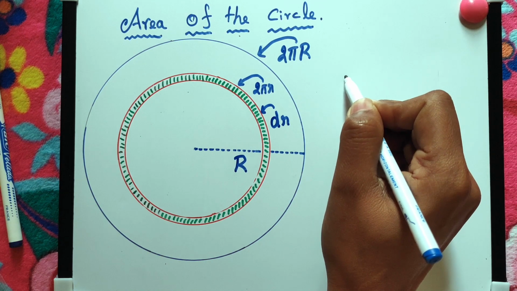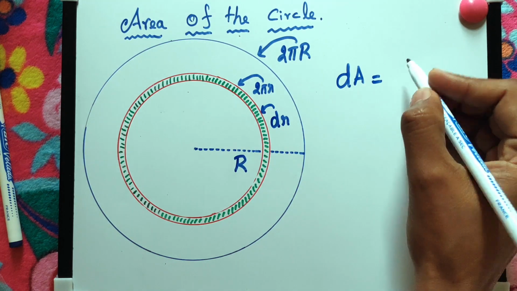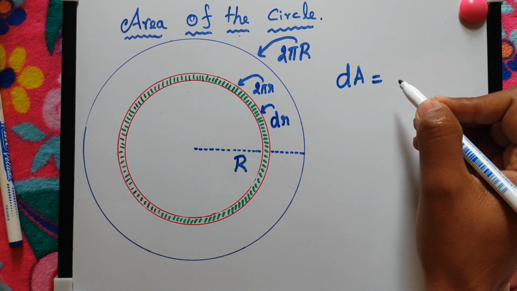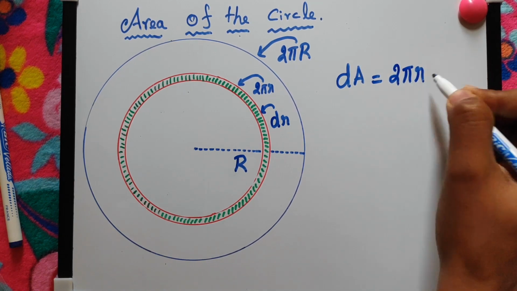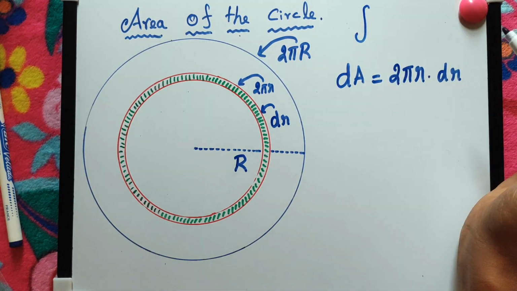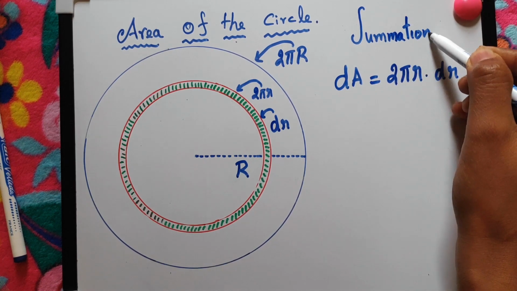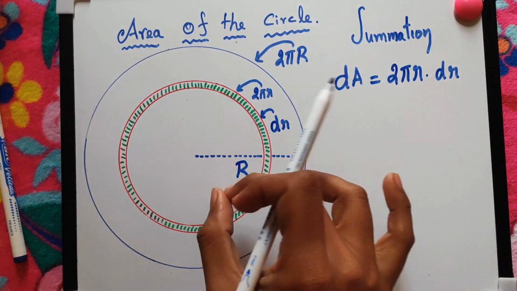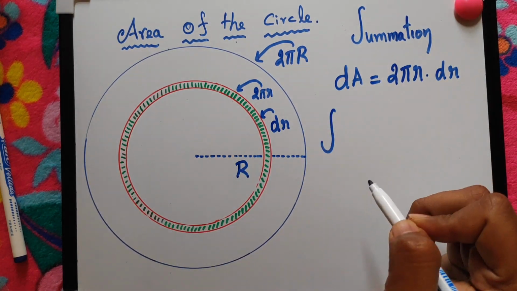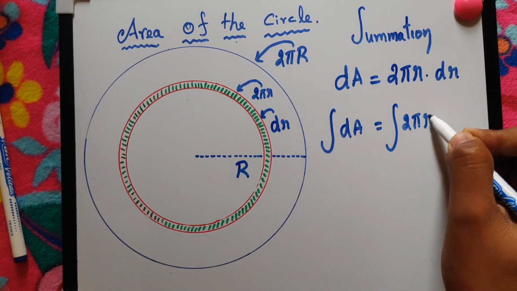Now the area of that ring, dA, is equal to 2 pi r times dr. If you multiply both factors, you will get that green color area, 2 pi r times dr. So basically we have to take similar rings. If you do the summation of all the rings, you will get the complete area of the big circle. That is the main concept of integration. That symbol came from summation only, the extension of S.